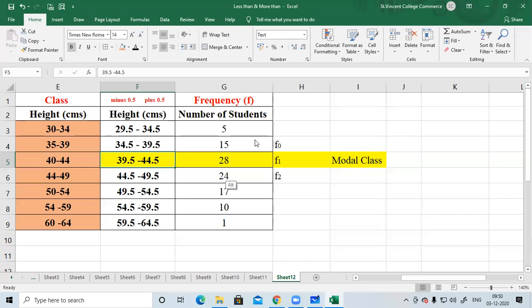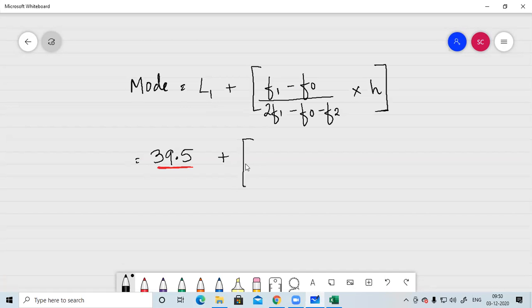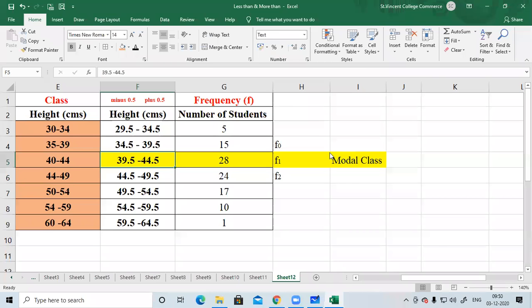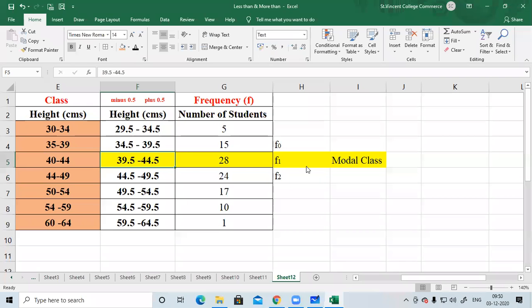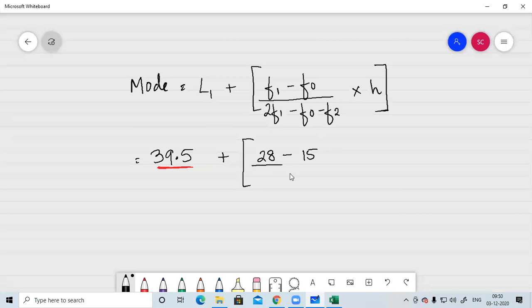Plus F1 is 28. So 28 minus F0 is 15. Below that, F2 is 24. So divided by 2 into 28 minus 15 minus 24, into H.